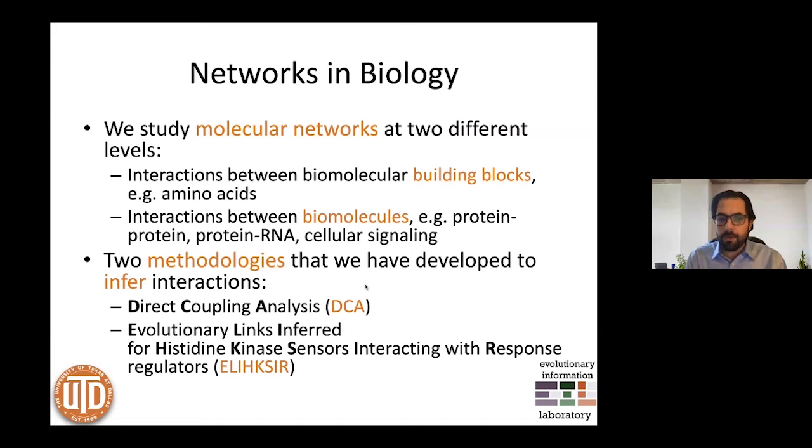And then we have another tool that has to do with this second hierarchy of how biomolecules interact, and this deals with a very specific problem of signaling networks. So one type of protein called histidine kinase interacts with another protein called response regulator, and we're trying to make a tool available so that people interested in this system can make inferences on their links, right? This tool is called Elixir, that's how we call it.